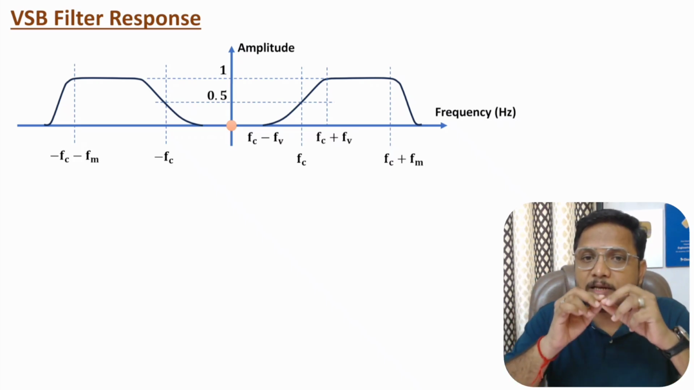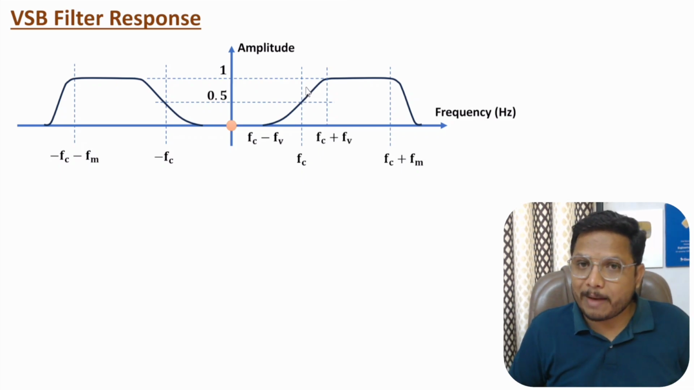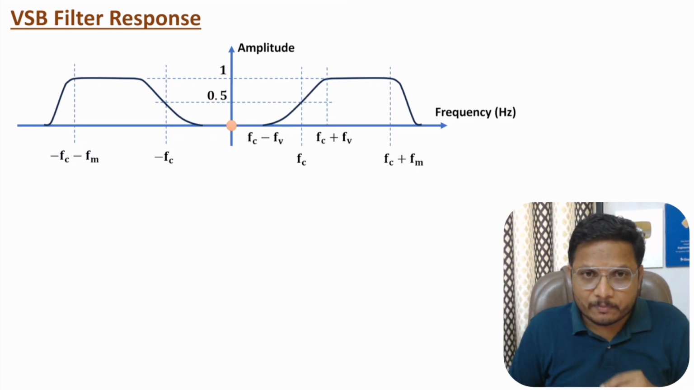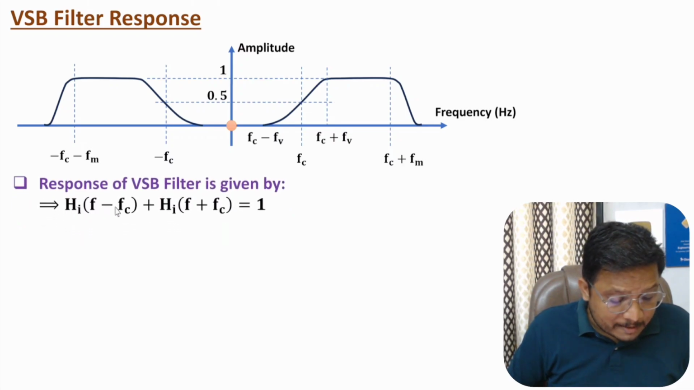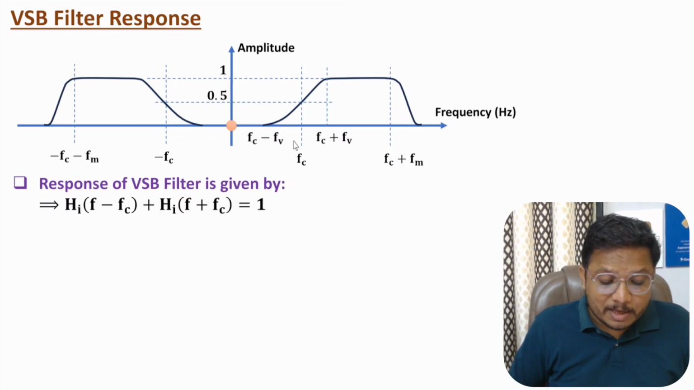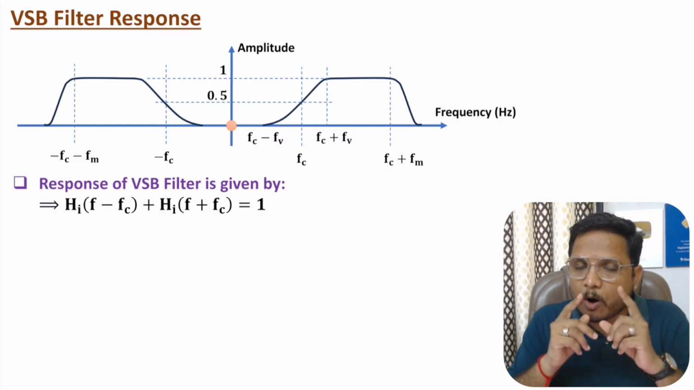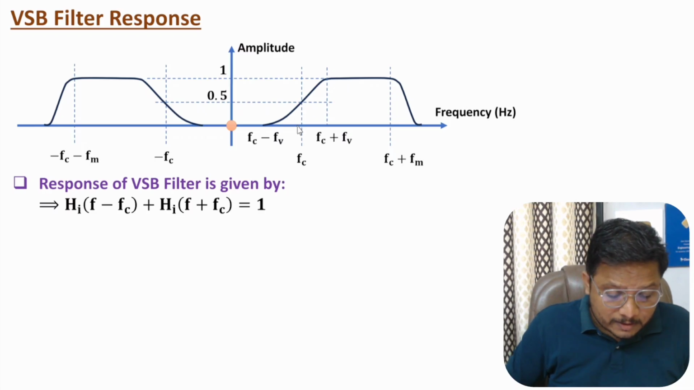To get a uniform response with respect to the message signal, at FC, the VSB filter response should be half of the normalized value. As you go in this direction and in this direction, this area and this area should have equal magnitude. That is possible only if H(f - fc) plus H(f + fc) is unity. If this is unity, there will be uniform amplitude of the message signal across the range of message frequencies. So in a VSB filter response, here we have the vestigial band and here we have the carrier.